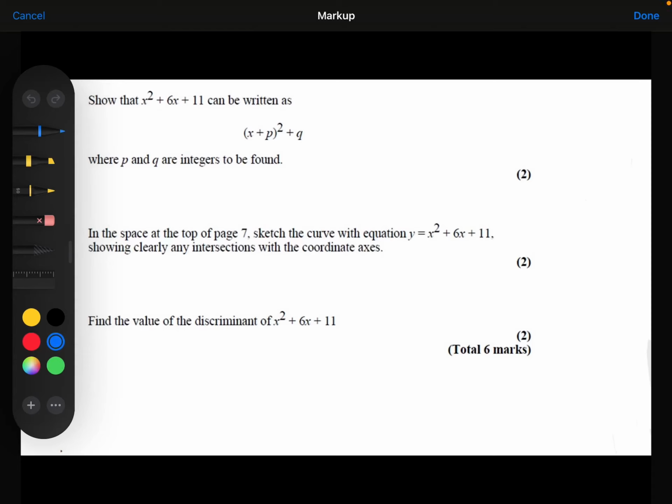Show that x squared plus 6x plus 11 can be written in the form (x plus p) all squared plus q, where p and q are integers to be found. So this is saying to complete the square. So I'm going to write down x plus half of the 6, which is 3, all squared. I'm then going to subtract the 3 squared, which is 9.